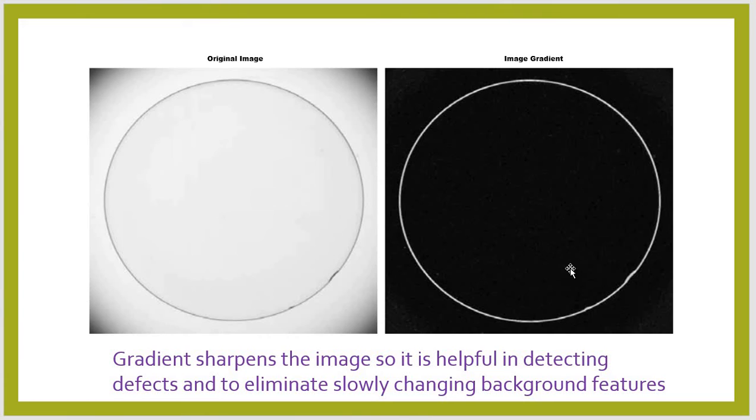That is, we have black in our gradient image, so here we can see a completely dark region. Similarly at this outer region also, but during the transition it will have something because here there are edges, so these edges are going to be detected by our kernels, and we have this image in our output. By looking at these two images we can easily say that the defect can be found more easily in the gradient image than in our original image, because of varying background features. So the gradient sharpens the image, and it is helpful in detecting defects and eliminating slowly changing background features.